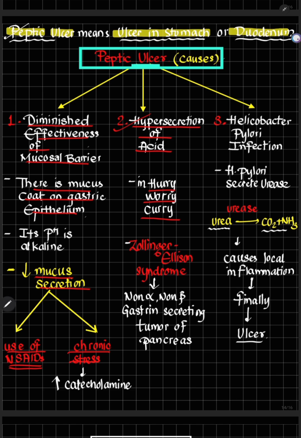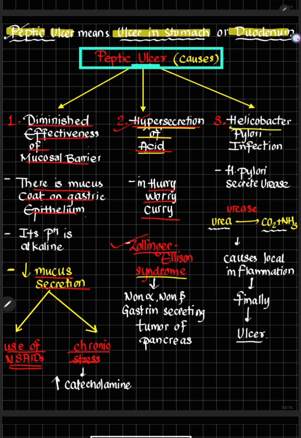There is another cause of hypersecretion of acid, that is Zollinger-Ellison syndrome. So what is Zollinger-Ellison syndrome? It is a tumor of the pancreas, meaning a non-alpha, non-beta gastrin-secreting tumor of the pancreas. It causes stimulation of gastrin release, which causes further HCl secretion. So HCl secretion will increase, finally leading to hypersecretion of acid.